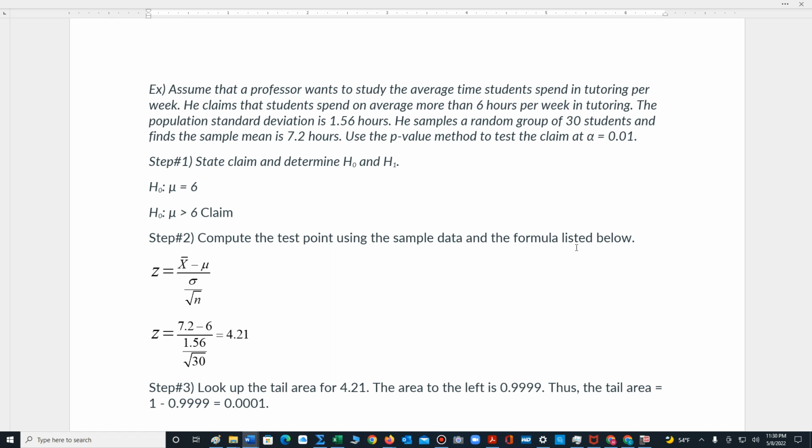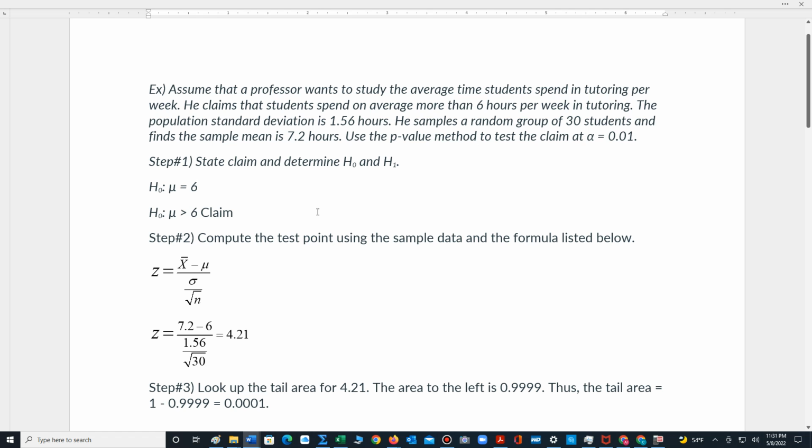It states the following. Assume that a professor wants to study the average time students spend in tutoring per week. He claims that students spend an average of more than 6 hours per week in tutoring. The population standard deviation is 1.56 hours. He samples a random group of 30 students and finds the sample mean is 7.2 hours. Use the p-value method to test a claim at alpha equals 0.01.